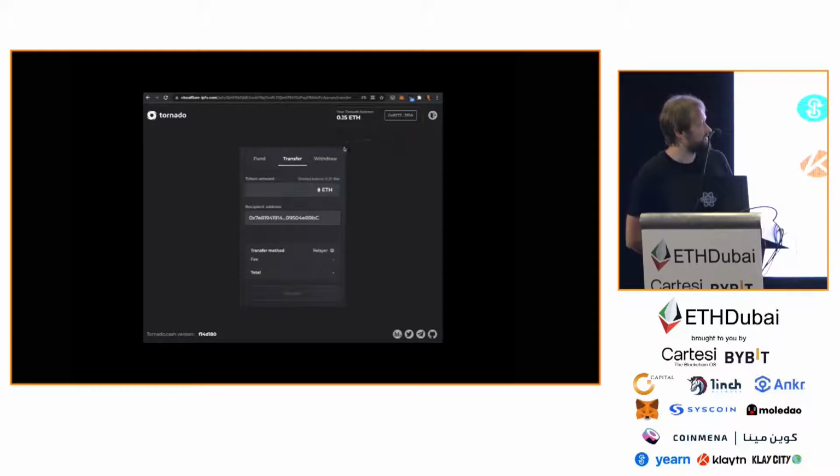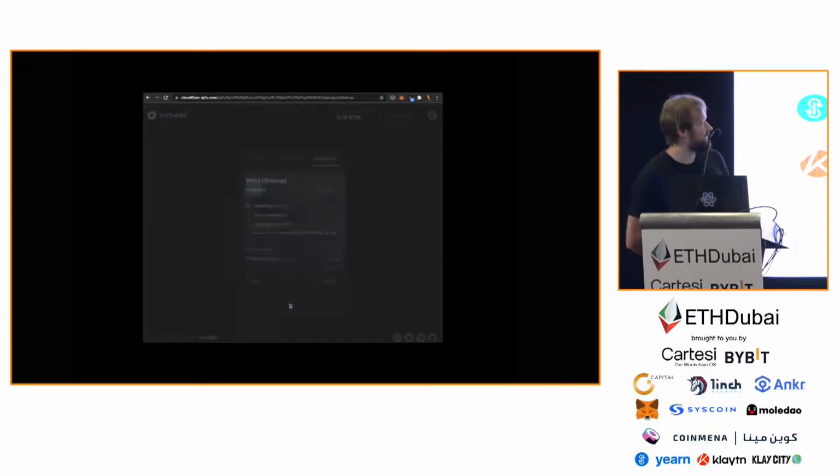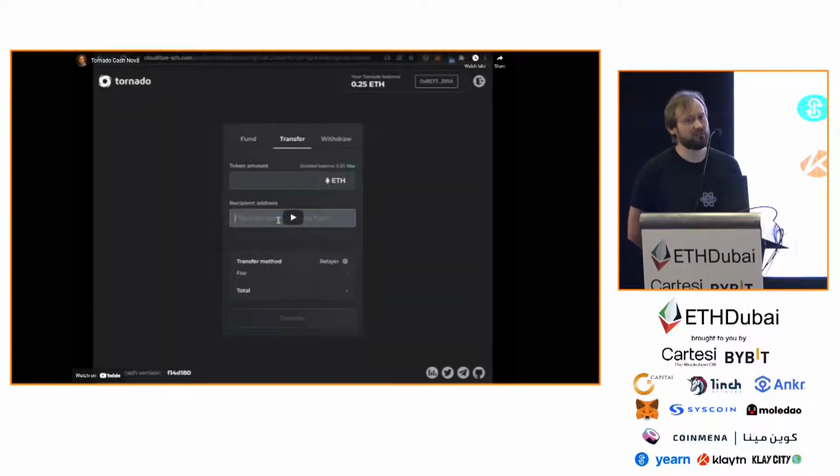And then it's possible to withdraw your funds back to mainnet. There are fixed amounts that we recommend to withdraw, but it's possible to set any custom amount. So you just hit withdraw, generate a snark proof, and the funds will be on the target address on the mainnet. And you never need to switch the network in the MetaMask. It always stays on mainnet.